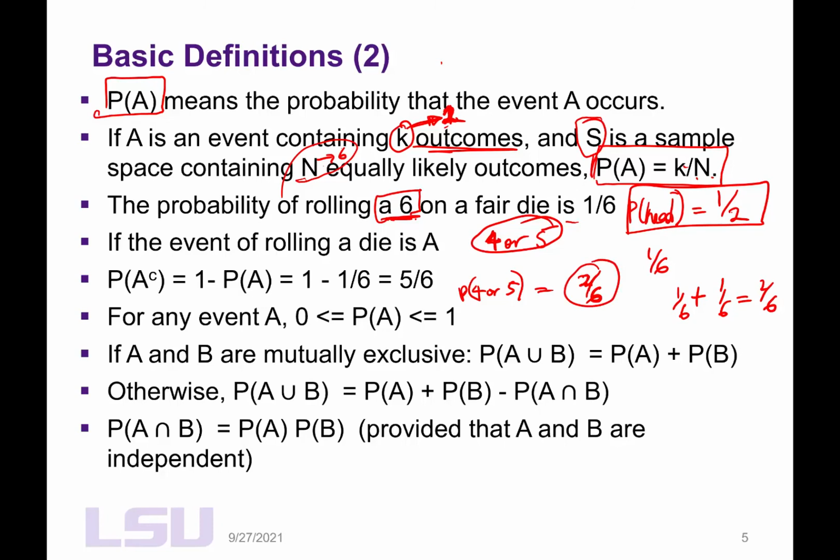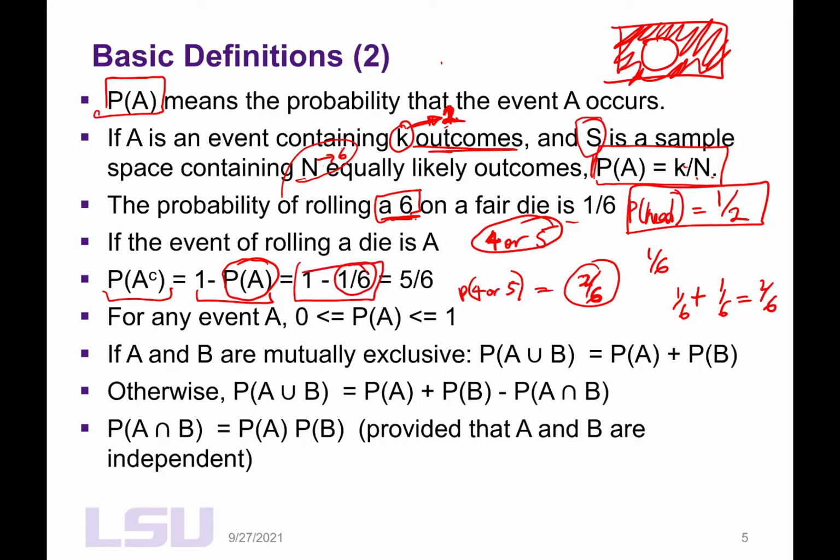The probability of A complement is everything outside of A, right? So if this is A, it's everything else in the set outside of A. That probability is 1 minus the probability of A. Why? Because probabilities sum up to 1, right? So if the probability of rolling a 6 is 1 over 6, the probability of A complement is 1 minus that. And that's precisely equal to the probability of getting 1, 2, 3, 4, or 5, all but a 6. That's 5 over 6, because probabilities sum up to 1.